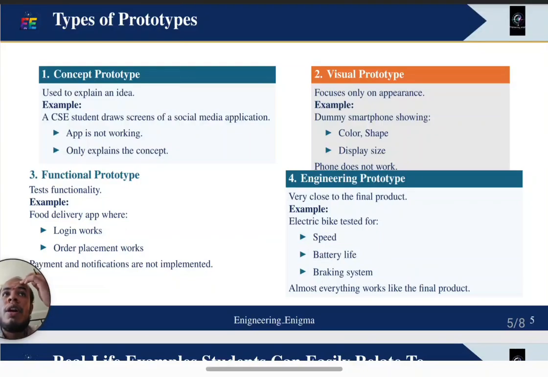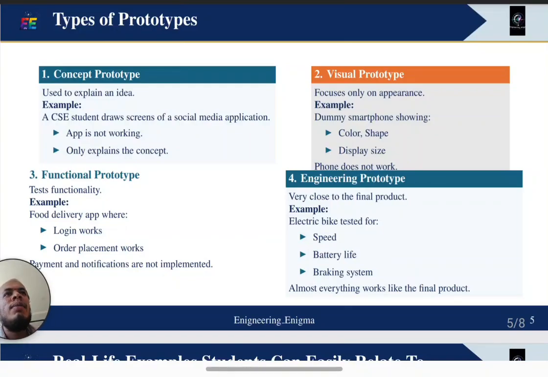Another one is the visual prototype, the name itself has the answer. This focuses only on appearance: how the product looks, what the color is, what the shape is, what the size is. For example, suppose a company wants to launch a new smartphone. So they create a dummy model. It looks exactly like a real phone, but it does not switch on. It does not make calls. It does not run applications. Its purpose is only to show the appearance. This is called a visual prototype.